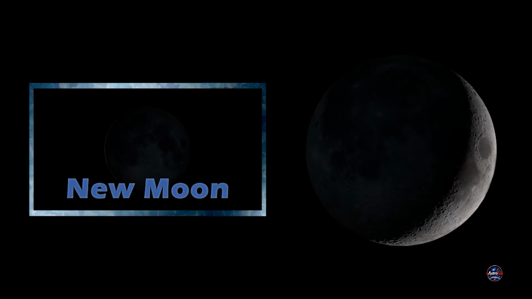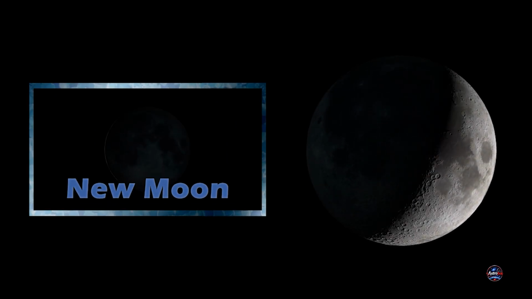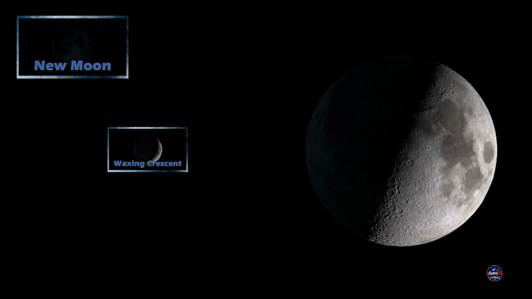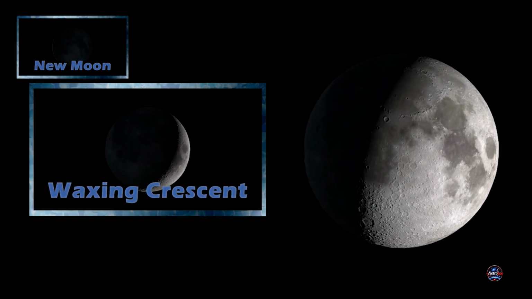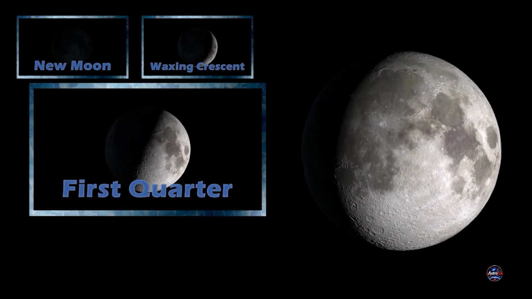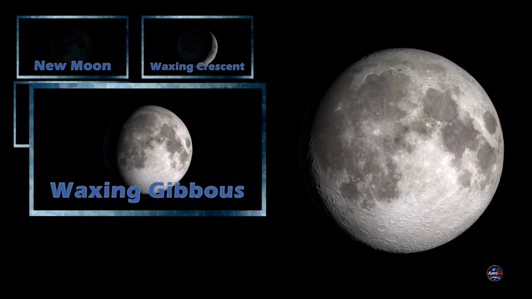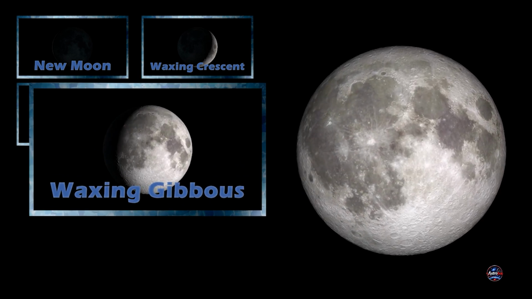There are names for each of the phases of the moon's 30-day cycle. When the moon looks completely dark, we're experiencing a new moon. This is the beginning of the 30-day cycle. It will move through a waxing crescent phase until it is a first quarter moon. From here, we will see a waxing gibbous until the moon appears fully illuminated.